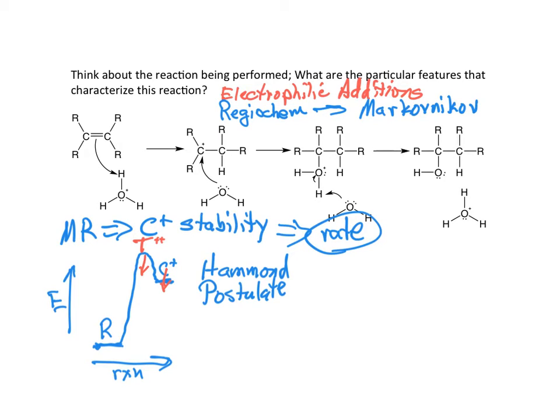And we know that the activation energy is primarily responsible for determining the rate. If we lower the energy to the transition state, we lower the activation energy, and that tends to lead to faster reactions. Okay? So all of those things have to go into our thinking about our carbocation stability.